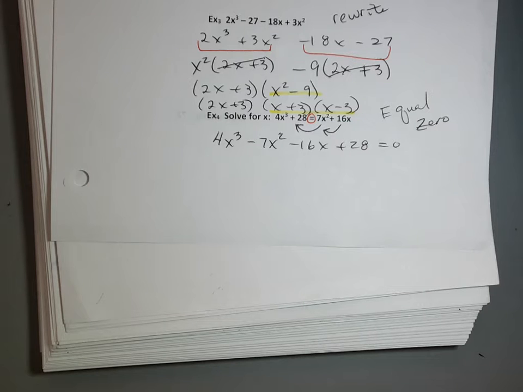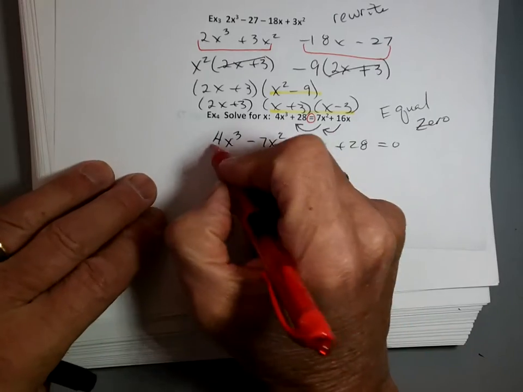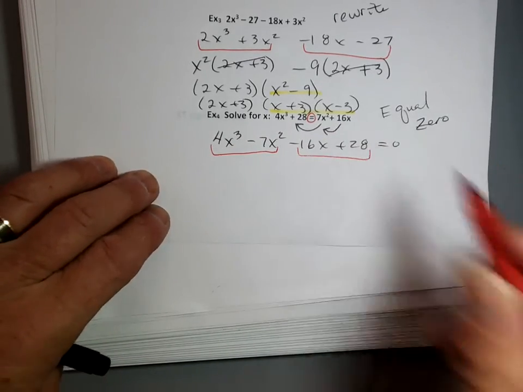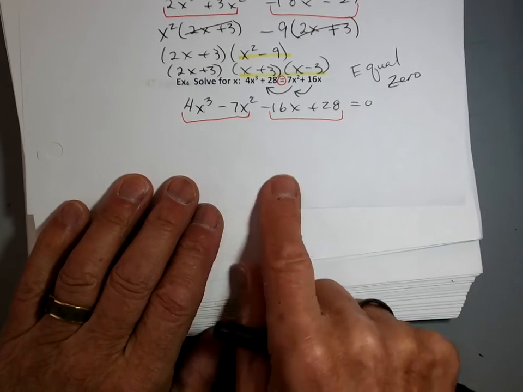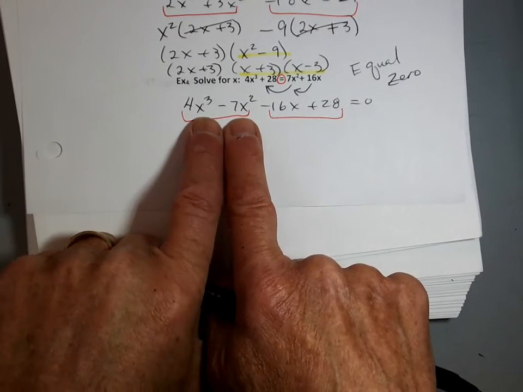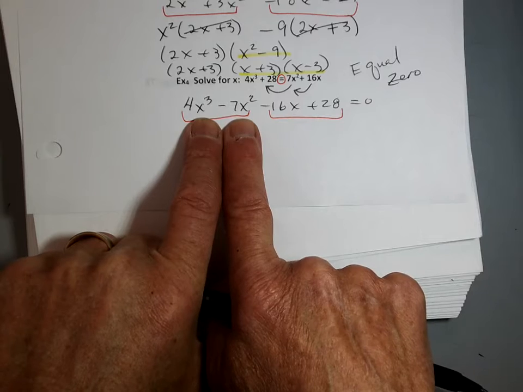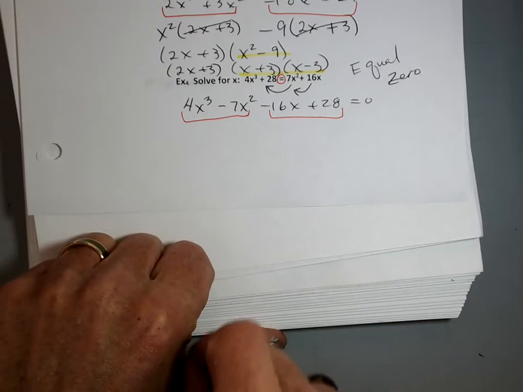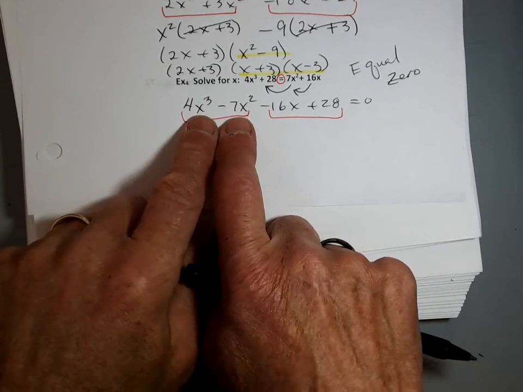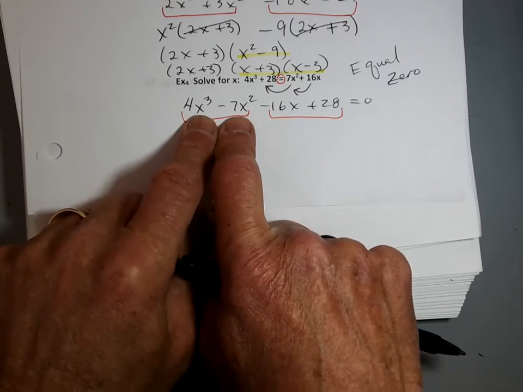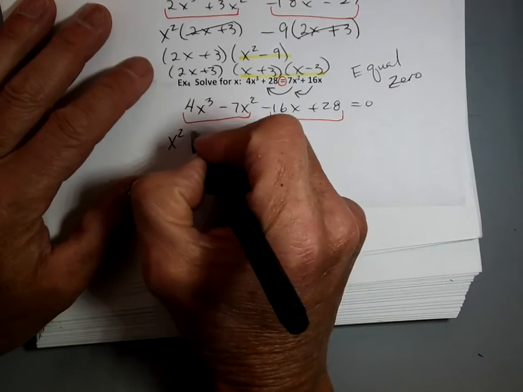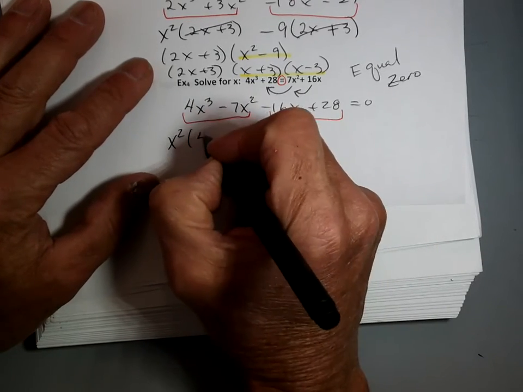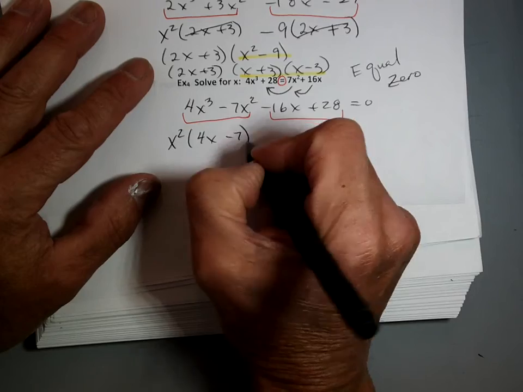Now, 4 terms, pair them up. I'm going to put these two together and these two together, okay? Okay. What do these two have in common? X squared, that's it, right? X squared. All right, take out an x squared. And I'd have then left a 4x minus 7.